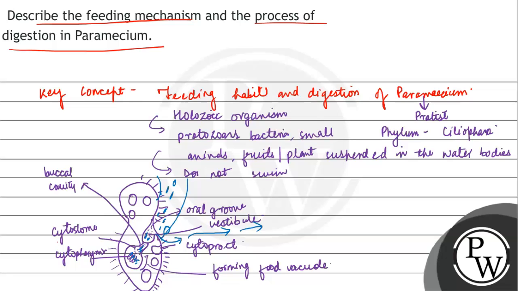Now what happens when the food reaches the pharynx region? Its digestion is carried out. How? Because this is a food vacuole, enzymes are present in it that help in the breakdown of protein, carbohydrate and fat into simpler molecules or simpler units, thereby the digestion takes place.